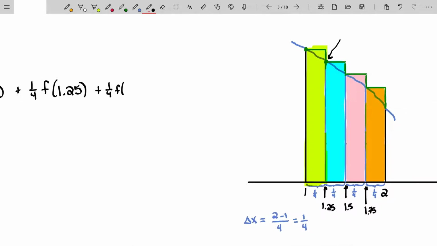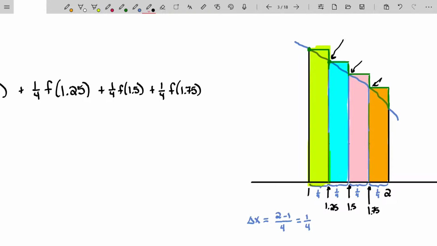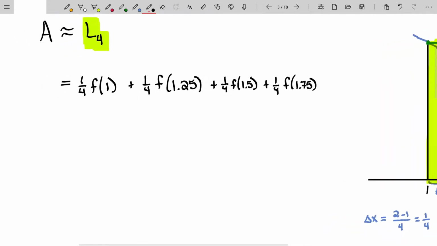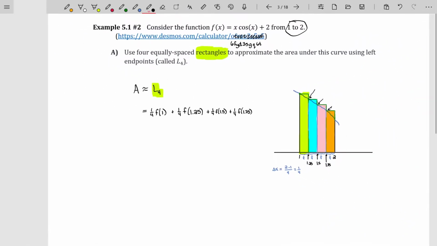And the function height at the left edge there is based upon f of 1.5. And then the function height at the next slice, the orange slice, well, that function height is f of 1.75. Notice we have 4 slices and we have 4 little approximations there. And now I just go to the function itself and I can plug in those values.